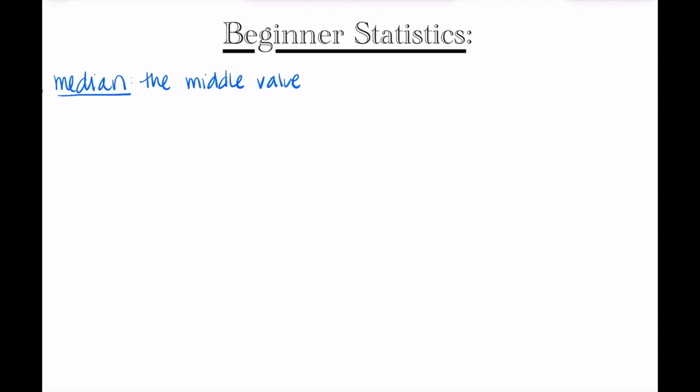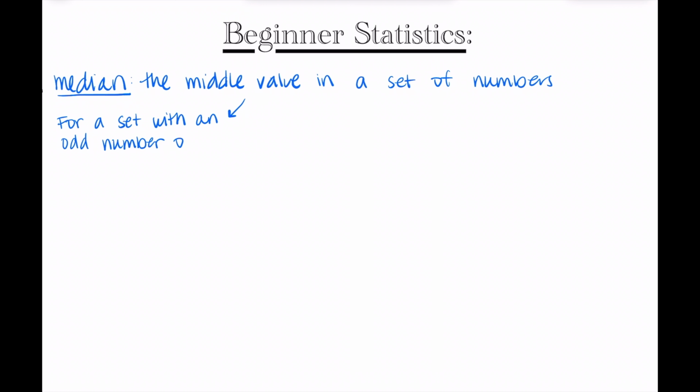Let's start out with defining what the median is. So the median is referred to as the middle value in a data set. Now, the middle value is going to change depending on whether your data set has an odd number of values or an even number of values. So for a set with an odd number of values, the median is the middle number, right? Because there's an odd number, there will be just one in the middle.